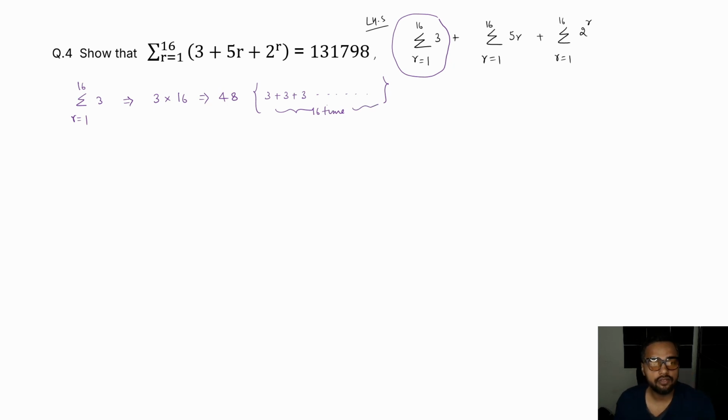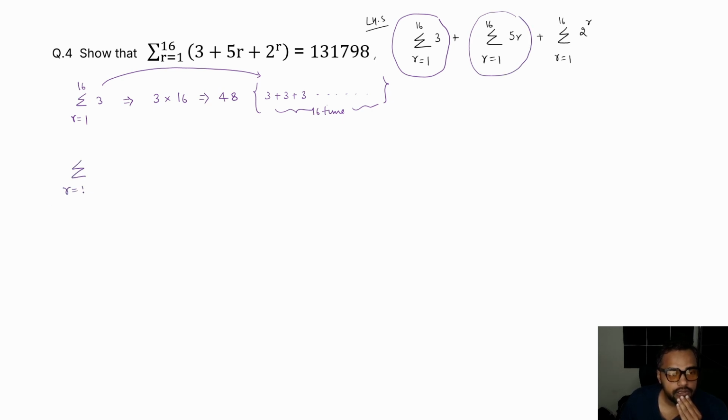This summation means this is how we need to expand. This is just for explanation, student. Now let's go ahead with the next part. This part is sigma r equals 1 to 16, 5r. How will it be expanded? It will be expanded in the format of 5 plus 10 plus 15 dot dot dot till 16 times. This is how it will move on.